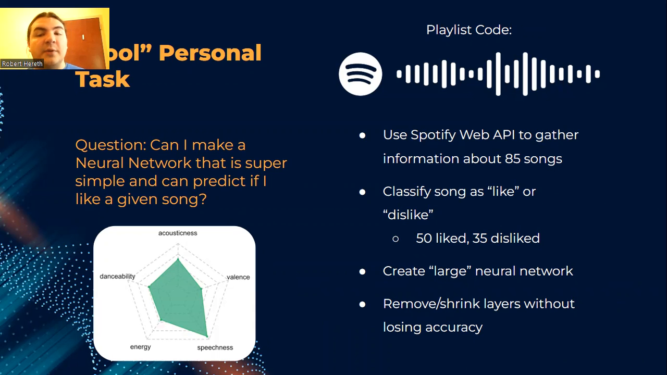For this question, I used the Spotify web API to gather information about 85 songs. And then I classified each song manually as whether I liked it or disliked it, ending up with 50 liked songs and 35 disliked songs. Although I would have liked this data set to be larger, Spotify's web API does limit the amount of songs that you can actually work with at any given time. So for the purposes of this, I only worked with 85 songs, though I would have liked to look at a significantly larger group. I then decided to create a large neural network. And in order to get that kind of small and super simple network, I would trim out layers or reduce the neurons within each layer until I got something that kept the same accuracy while reducing the size greatly.